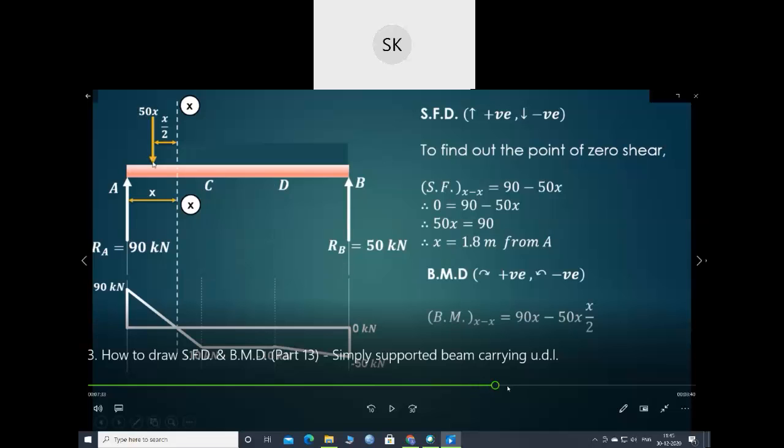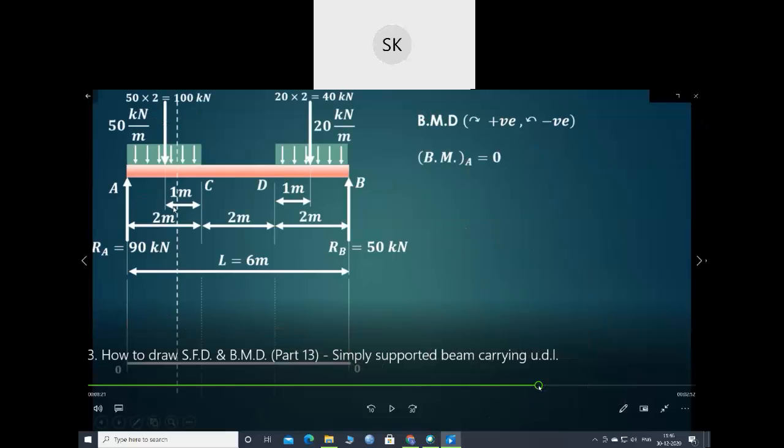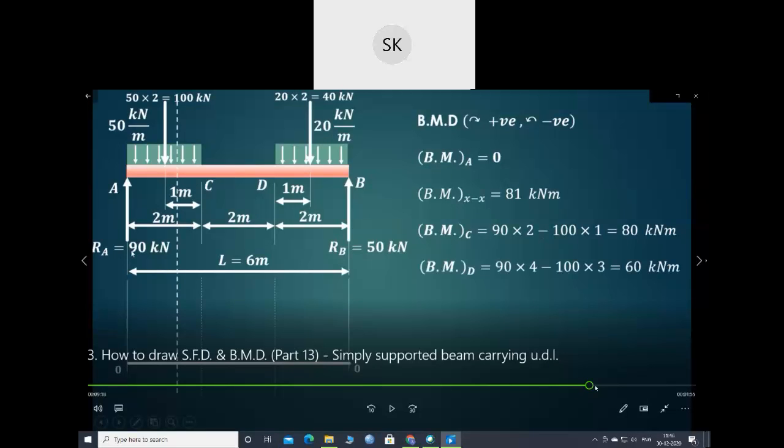Again, the next step will be to find out the bending moments at different points. Bending moment at A, like this, you can find out the bending moment for different points. So here, bending moment will be at A, bending moment will be at C, and bending moment at D.